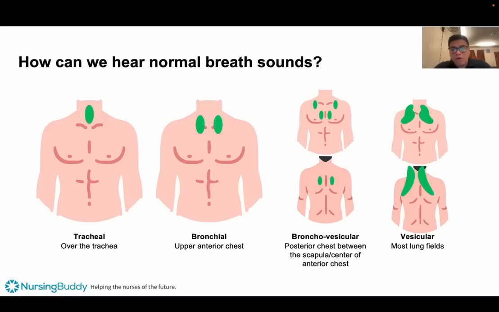While for your bronchovesicular, okay, it can be assessed anteriorly or posteriorly. So it can be assessed in the posterior chest, okay, between the scapula or the center of the anterior chest. So look at those green dots, those green marks in the chest and in the back, and you can see where we can assess these normal breath sounds. And lastly, your vesicular breath sounds are actually assessed in most of your lung fields.